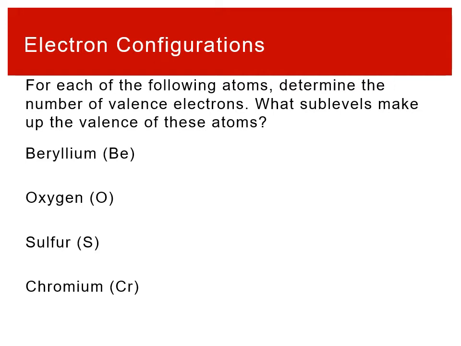So if we want to figure out valence electrons from electron configuration, we want to start by figuring out what the electron configuration of the atom is. Once I have that, I can analyze it to figure out what the valence electrons are.